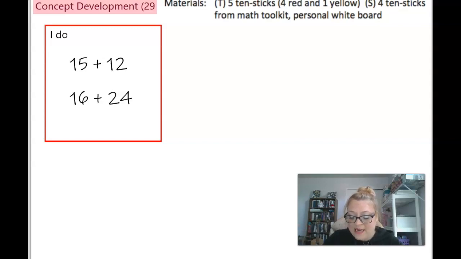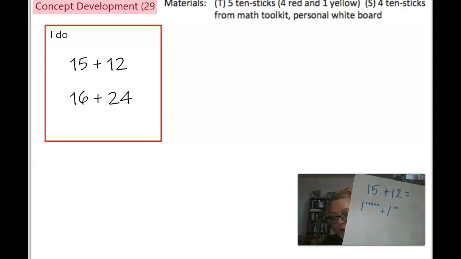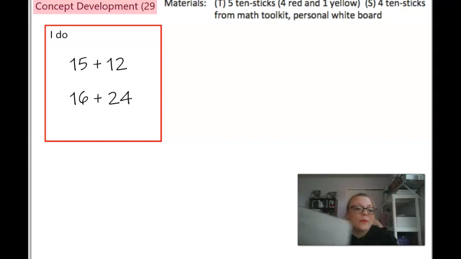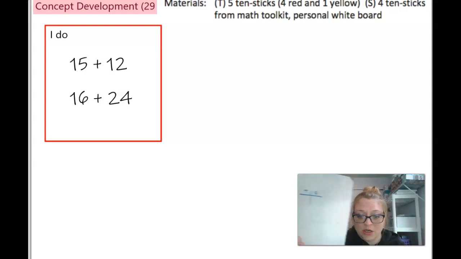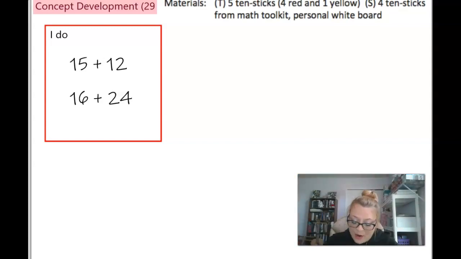I have 1 10 and 5 ones plus 1 10 and 2 ones. So I've just drawn it using my quick tens. Right here you can see my 1 10, my 5 ones, plus 1 10 and 2 ones. So we said we were going to add our ones first. So over here, I'm just going to draw a tens and ones chart, okay? And then I'm going to add my ones. So I'm just going to count my dots.